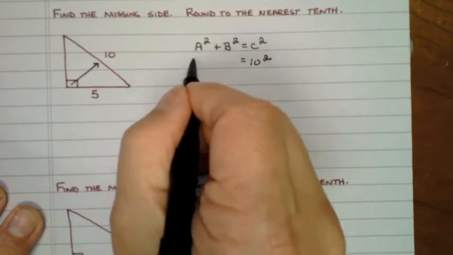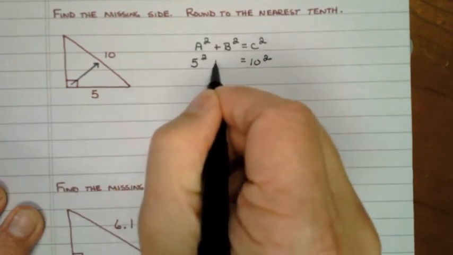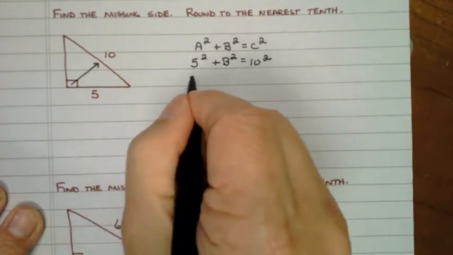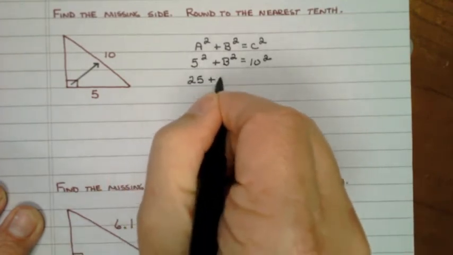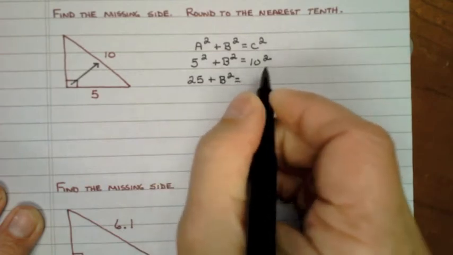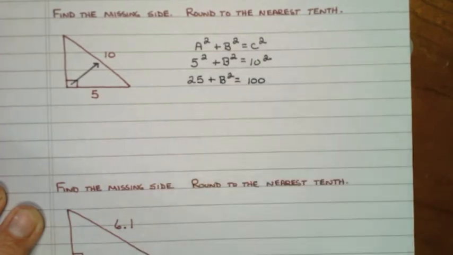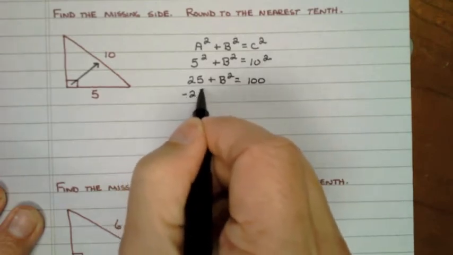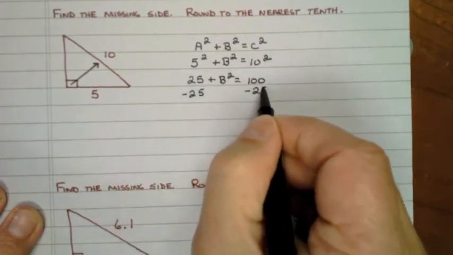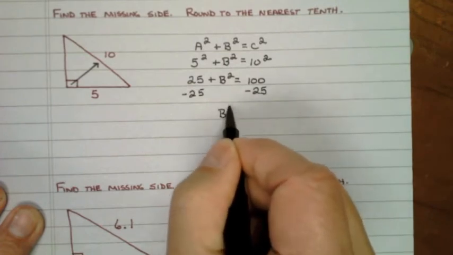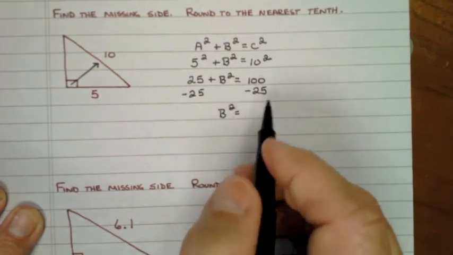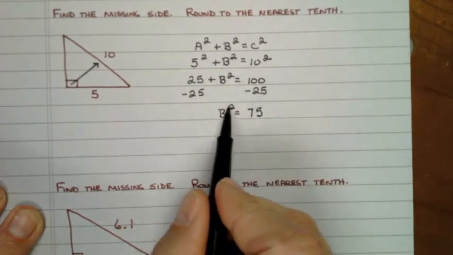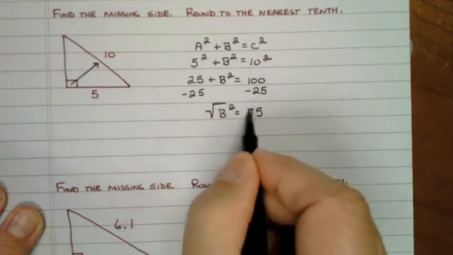So I'm going to place 5 right here. 5 squared is 25. 10 squared is 100. I need to subtract 25 from both sides. Solve this like I would a normal equation. B squared is equal to 100 minus 25, which is 75. To get rid of this square, I need to square root both sides.